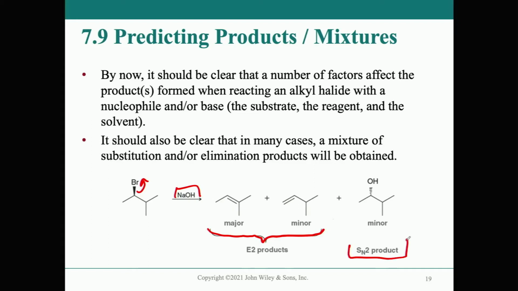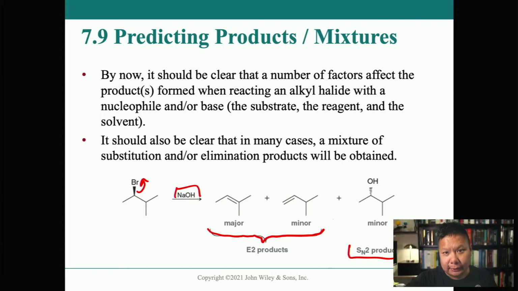So the point of this slide is just to remember that quite often, more often than not, it's going to be a mixture, because the nucleophile or the base can act as either one. It will give you the elimination products, major and minor, based on which beta carbon it deprotonates to get its proton. And then the substitution product, because the nucleophile will take the place of the halide. And let me bring myself back now. There I am.